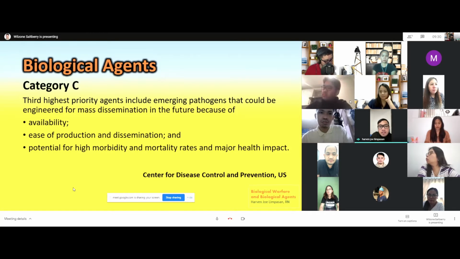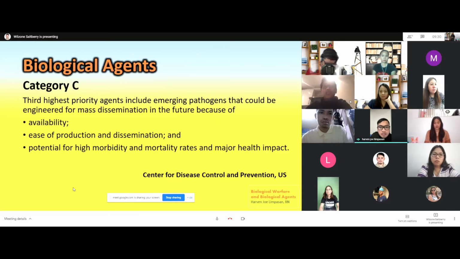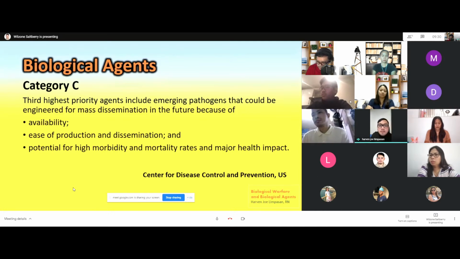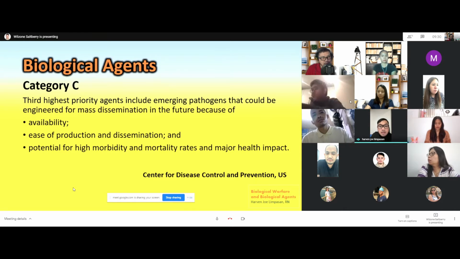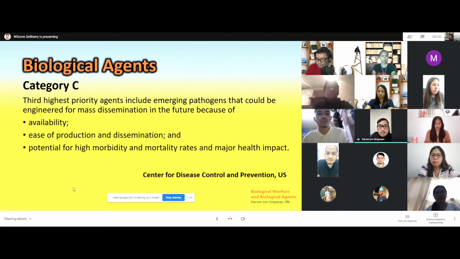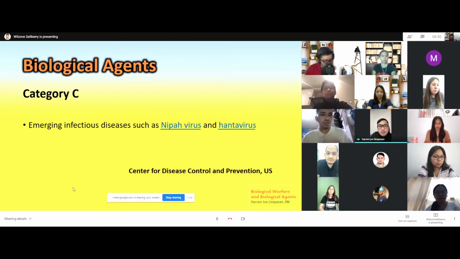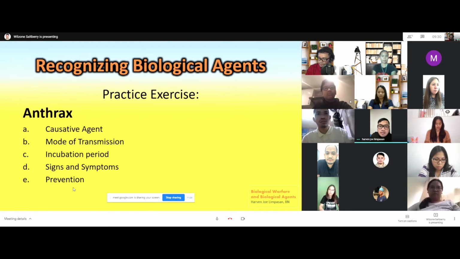So biological agents, category C. These are the third highest priority agents, which include emerging pathogens that could be engineered for mass dissemination in the future because of their availability, ease of production and dissemination, potential for high morbidity and mortality rates, and major health impact. So examples are the Nipah virus and hantavirus. Nipah virus is also from the rats, and hanta is from the rodents.